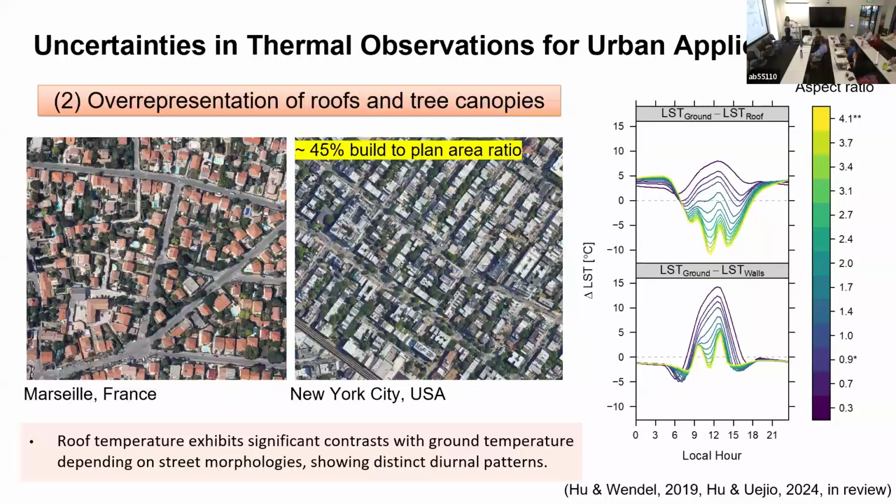The figures on the right show simulations comparing the LST on the ground and the LST on the roof. You can see that across different street canyon morphologies, from very wide streets to very deep canyons, the roof temperature and floor temperature can differ dramatically during the daytime. So these are some of the uncertainties we are facing.